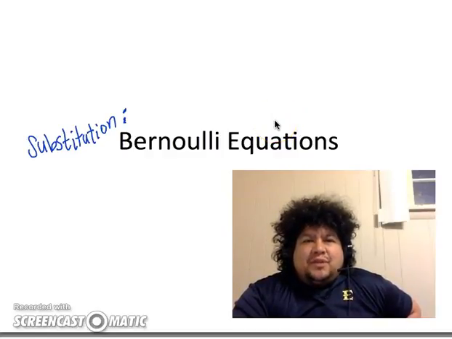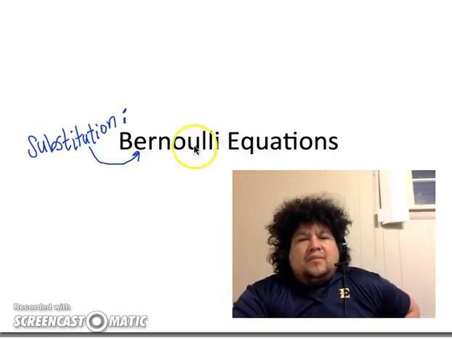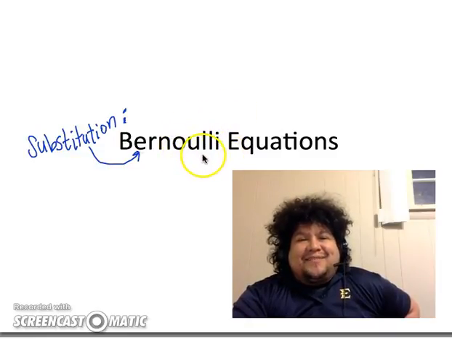Hello. Over the next few minutes, we are going to discuss a technique or method called substitution to find solutions or compute solutions of ordinary differential equations. And this is substitution in the context of a particular family of equations named after the family of mathematicians Bernoulli.